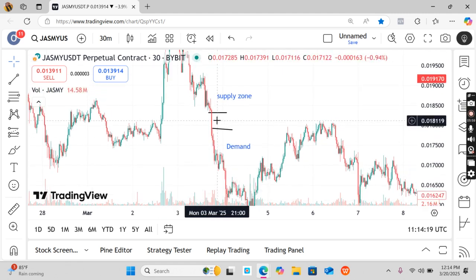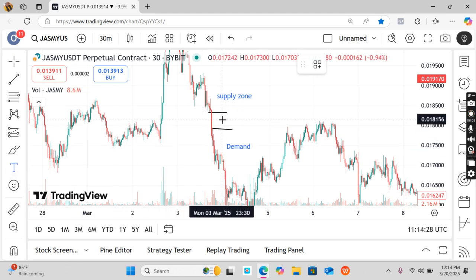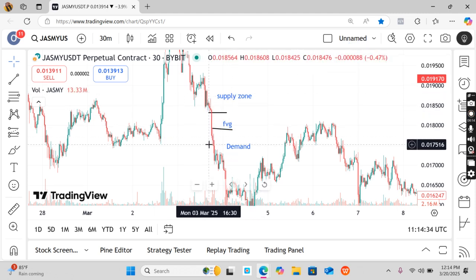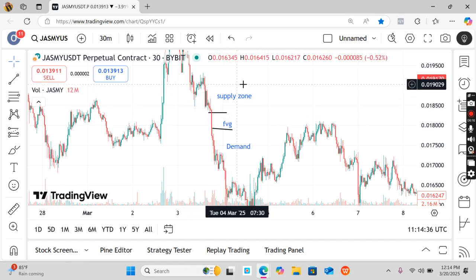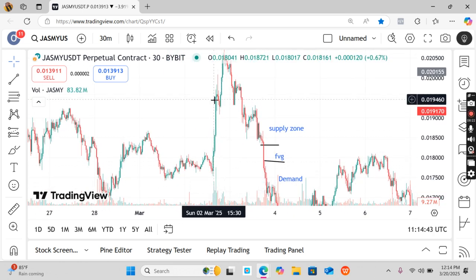Now this gap, are you seeing this gap between the demand and the supply zone? This gap here is my fair value gap. FVG is called FVG, is my fair value gap. So this is my imbalance, this move. This is my supply zone, right? This is my demand zone, this is my imbalance. The same thing here, this is an imbalance, right?